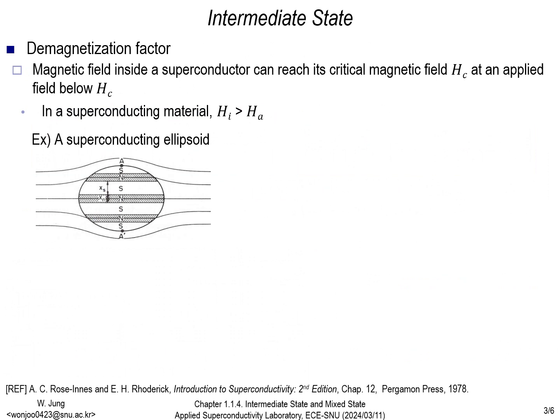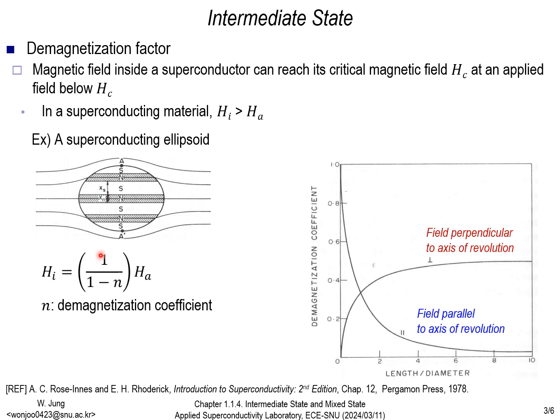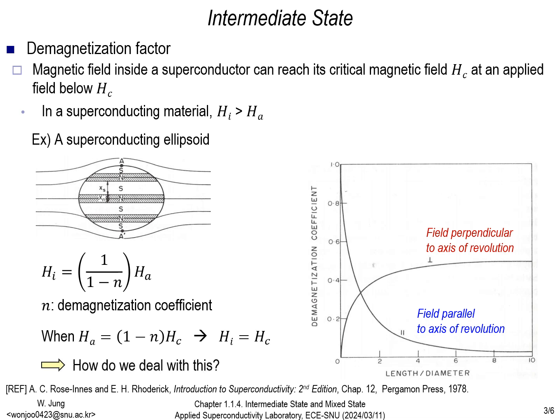Let's consider a specific case involving a superconducting ellipsoid. Here, the magnetic field inside the ellipsoid has a defined relationship with the applied field, mediated by the demagnetization coefficient, n, which ranges between 0 and 1. However, we encounter an issue where the magnetic field inside the ellipsoid can reach its critical magnetic field at an applied field strength that is lower than the critical magnetic field. We will discuss how to address this complication in the following slide.